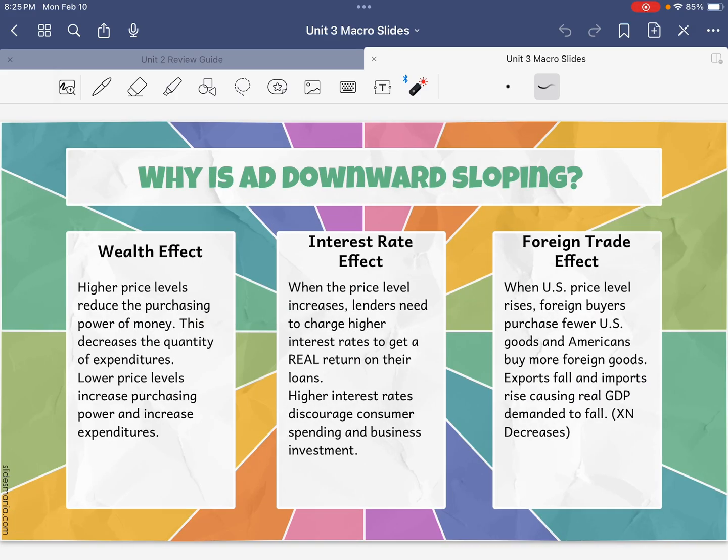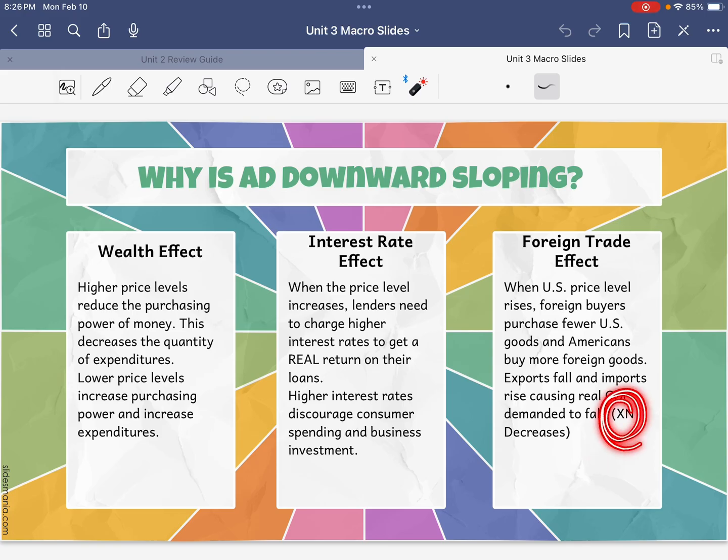Every once in a while, you'll get these one-off questions on my unit tests, on practice questions, and even on the AP exam, where they ask you why something is downward sloping, or why when price level increases, aggregate quantity demanded decreases, or when price level decreases, why more aggregate demand is demanded. These are the reasons why. I'm not going to explain these to you. They are super simple to understand. You're going to pause the video and read them, and know that a multiple choice question over them might be coming here in a minute.